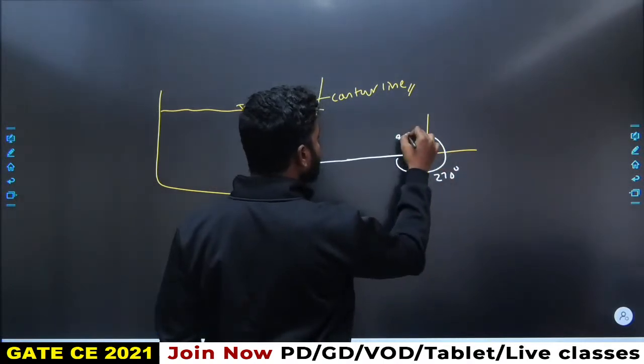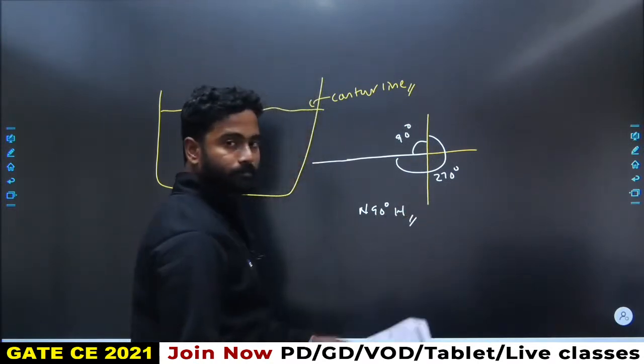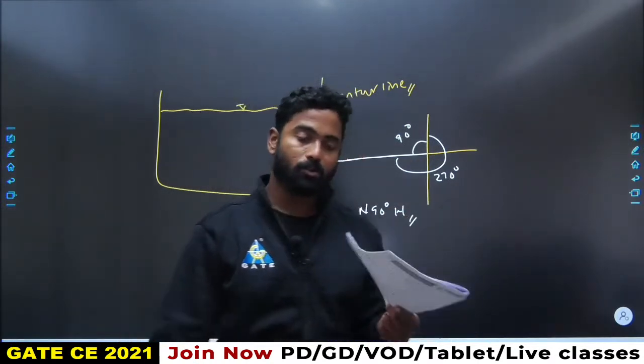Reduced bearing of the line is 90 degrees. So you can write north 90 degrees west. It is given in the question. Yeah, it is also true.